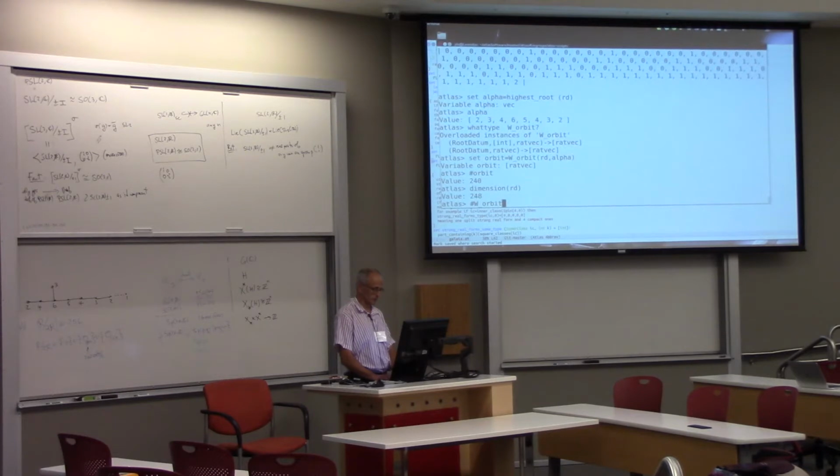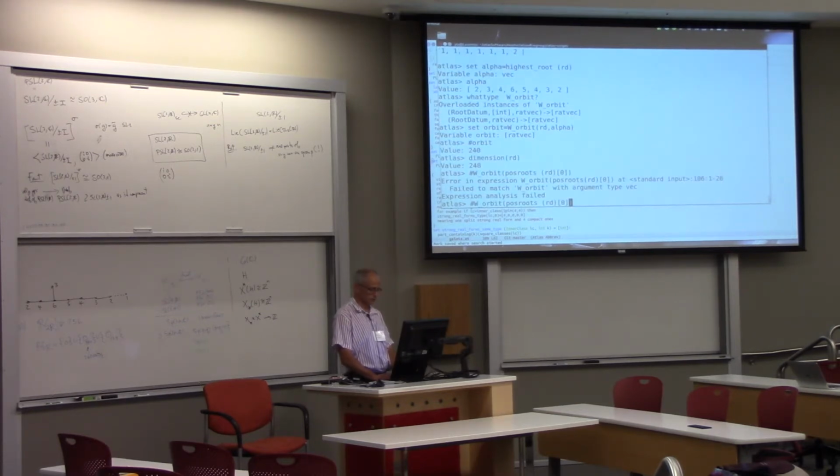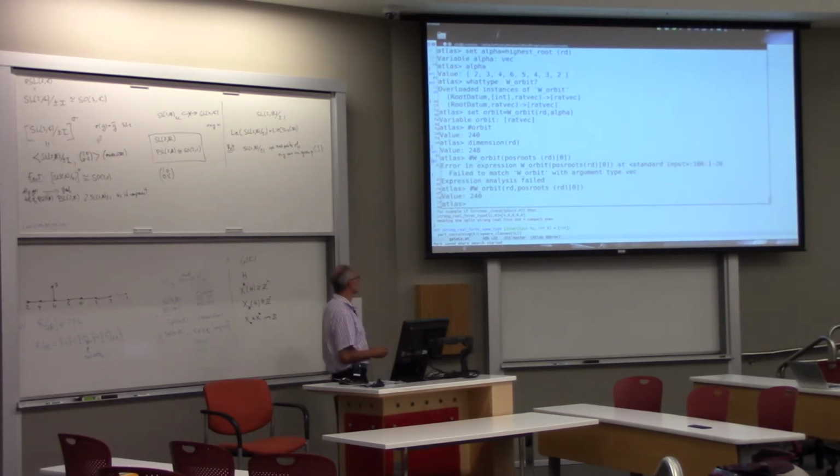Sharp W orbit of the roots of RD, bracket 0. No, sorry, sharp W orbit RD. So this is saying, calculate the W orbit with respect to the Weyl group of type E8. Take the positive roots of this root system and take the first root. Well, all roots are conjugate, so that's giving me 240. No matter what number I put in there, I'm going to get the same answer.